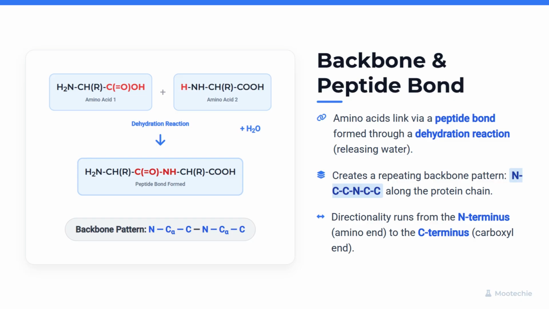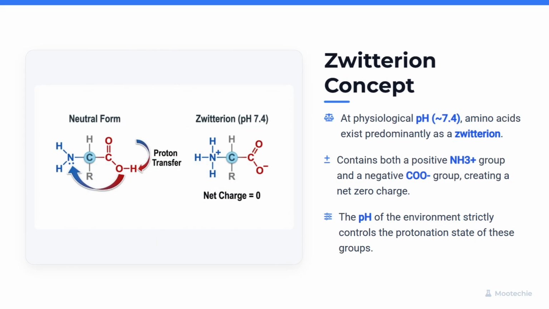Coming up, we'll discuss the zwitterion concept. At physiological pH of around 7.4, amino acids exist predominantly as a zwitterion. This means they contain both a positive NH3+ group and a negative COO- group, creating a net zero charge. It's fascinating how the pH of the environment strictly controls the protonation state of these groups. So an amino acid can shift between its neutral form and its zwitterion form at pH 7.4, where it has a net charge of 0 through a simple process of proton transfer.